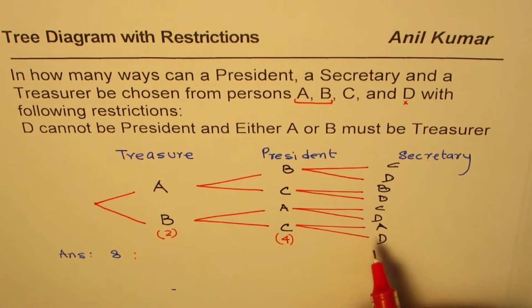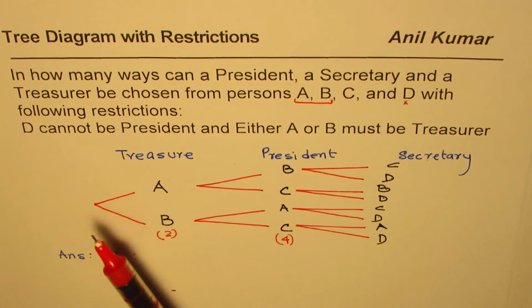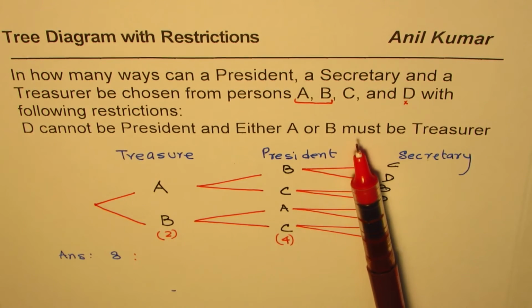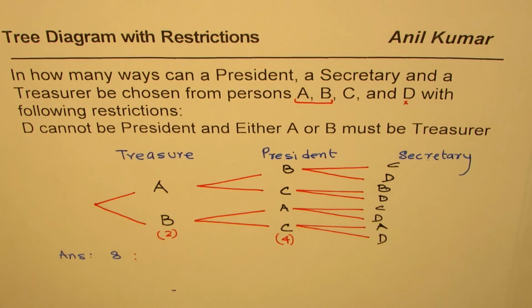You could do that, but this is a case where you cannot directly apply the multiplication rule. So in such cases where there are restrictions, start to make a tree diagram with the most restricted case and then move forward. That should help you to get the right answer.